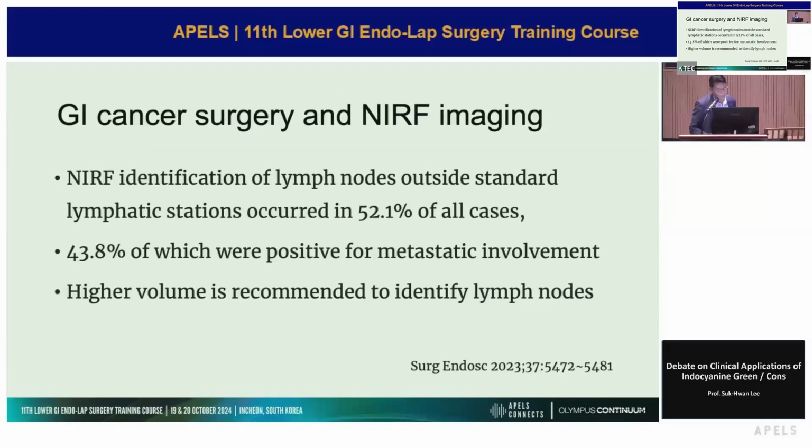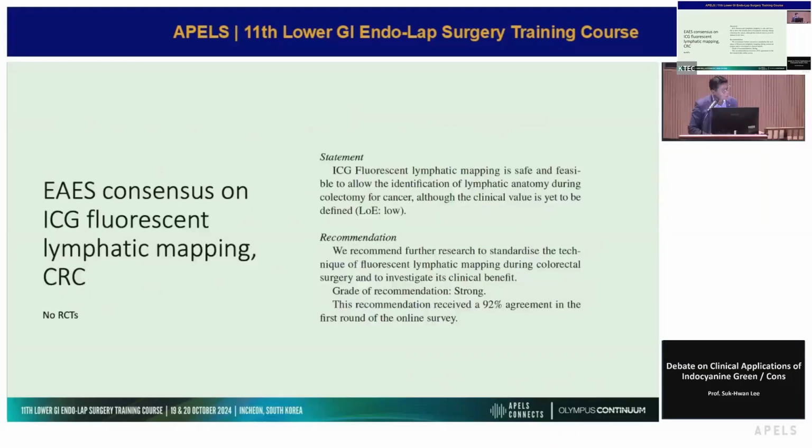So I'd like to conclude my talk like this. Near-infrared identification of lymph nodes outside the standard lymphatic station occurred in 52%. A high volume is recommended to identify the lymph node, but a higher volume does not mean a higher concentration. So we need more information about that.